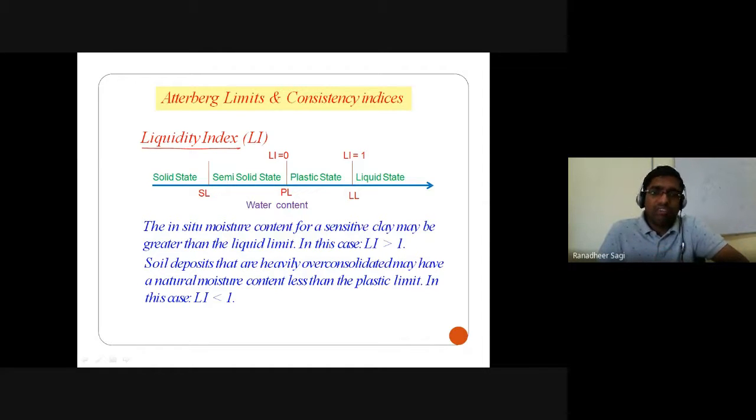In such sensitive clays, the field moisture content could also be greater than the liquid limit value of that particular soil. In such a case, the liquidity index value can be greater than 1. But otherwise, in general, in soils which are overconsolidated, the natural moisture content is always less than the plastic limit value of the soil. In such a case, the liquidity index value is going to be less than 1.